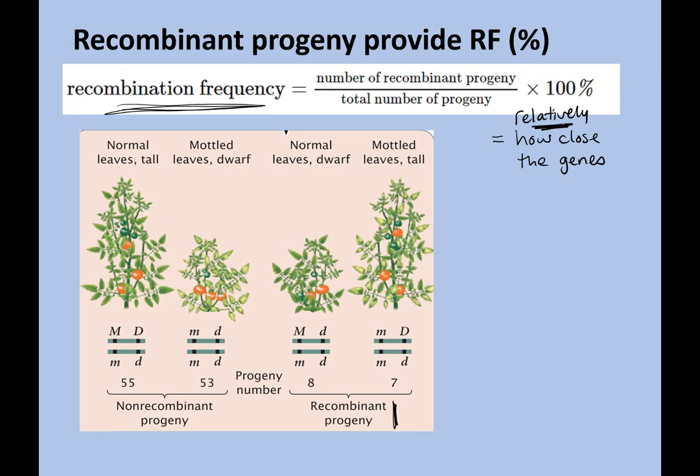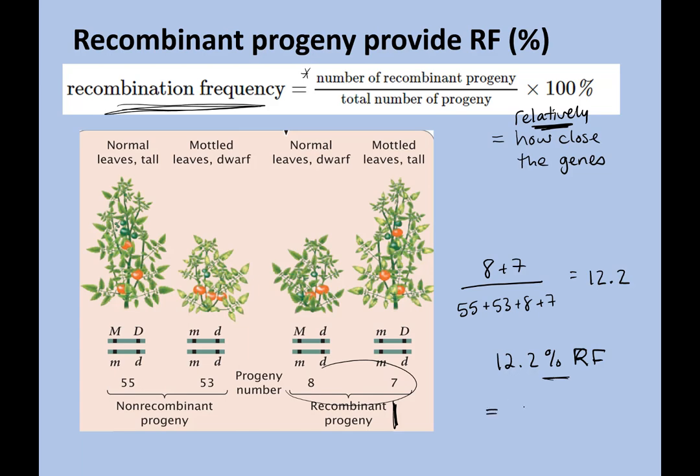What you do is look at the recombinants and take the total number of recombinants, 8 plus 7, divided by the total number of progeny, which is 55 plus 53 plus 8 plus 7, all of them together. You do that division and you get 12.2. So we say 12.2 is our recombination frequency, and it's written as a percent. Recombination frequency is also the same as map units.